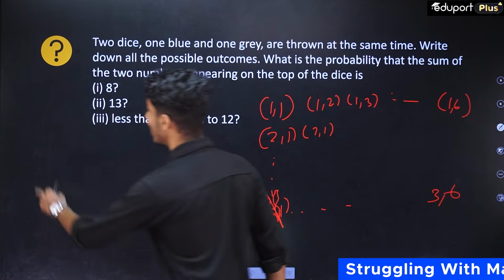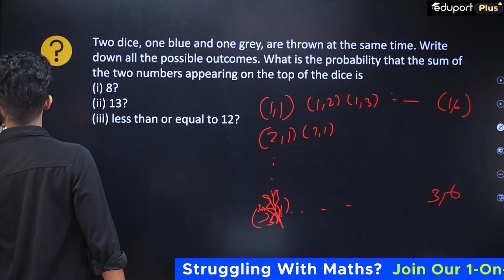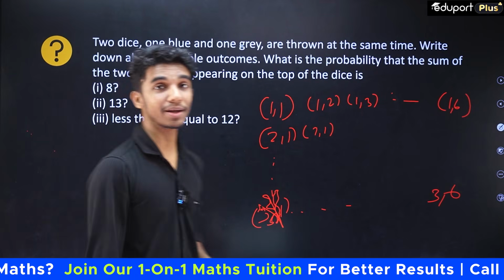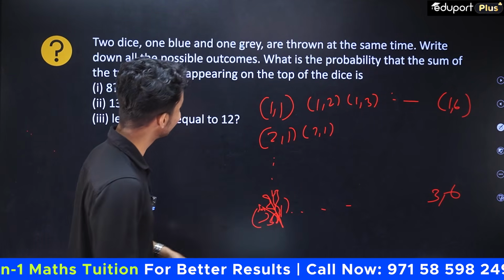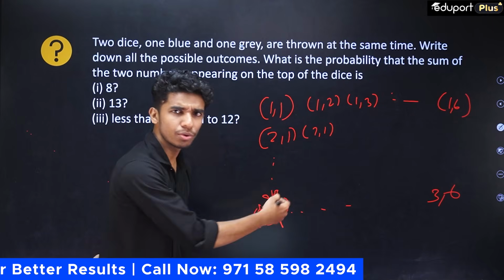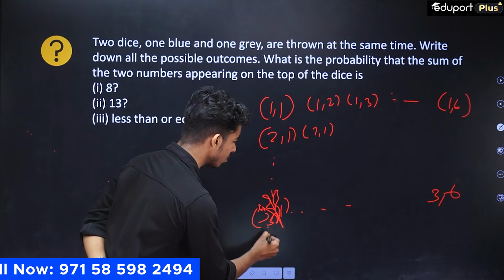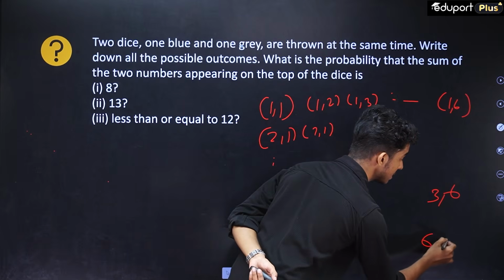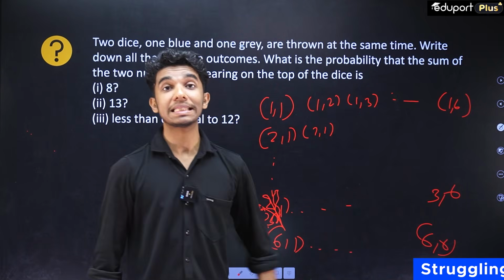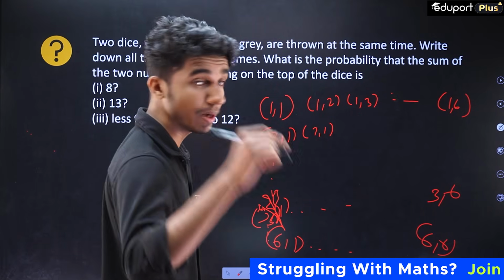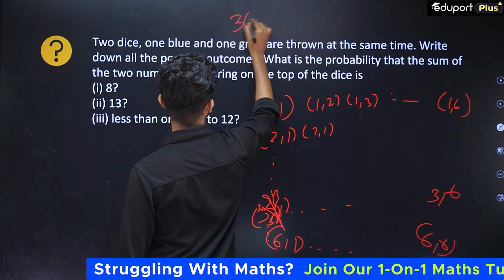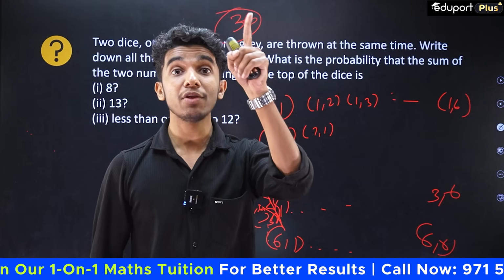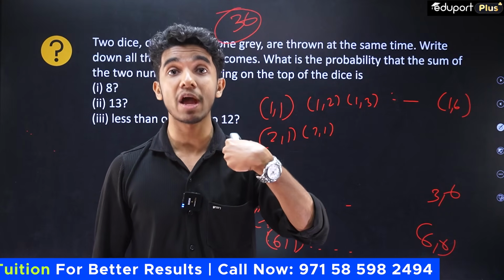Sorry, it's not 3,1 there. I'm not getting the eraser, so assume that here will be 3,1; 3,2; etc. 3,6 will be there, and going on like that, you will have 6,1; 6,2; etc. 6,6 will be there. There will be a total of 36 observations, and we have to find our favorable outcomes.